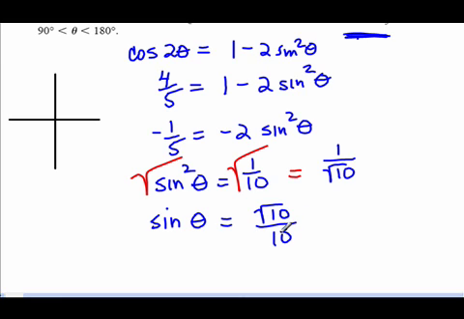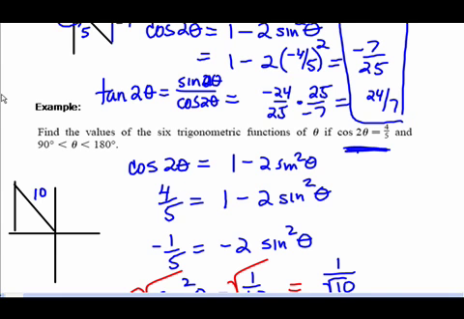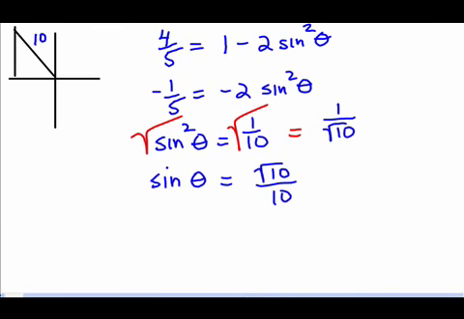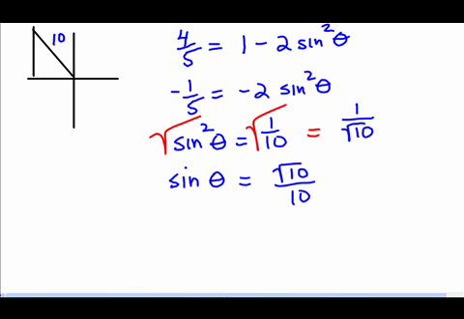There's 1 out of the 3 answers, right? There's the sine, we need cosine, we need tangent. Now I'm going to take this sine theta root 10 over 10 and use it to construct my right triangle. We know we're in quadrant 2. And we know that r is 10. And we know that y is the square root of 10. And now I need to find x.